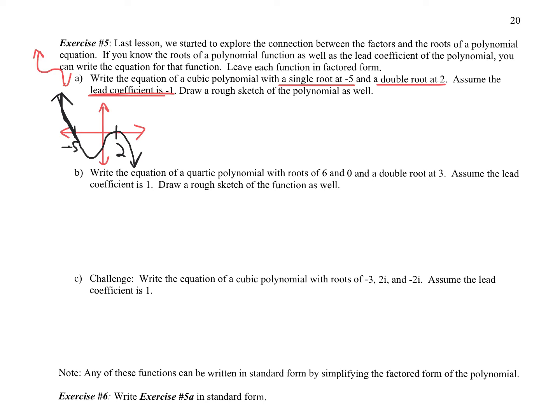Now what that means is when I write my equation, first off, I'm going to put a -1 in the front of it. If this goes through -5, the factor has the opposite value of the root, so that's x plus 5. This is a double root at 2, so I need x minus 2. And if I have a double root, it really means I have two factors of x minus 2. There's two roots that are equal at that spot. We don't usually write that. Usually we would just write x minus 2 squared for the double root.